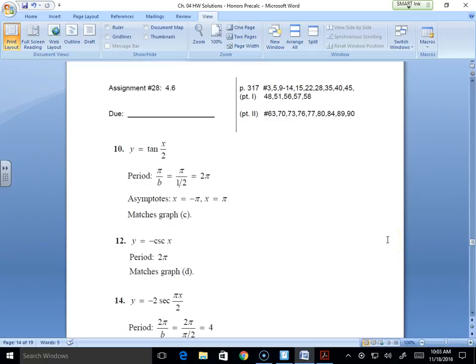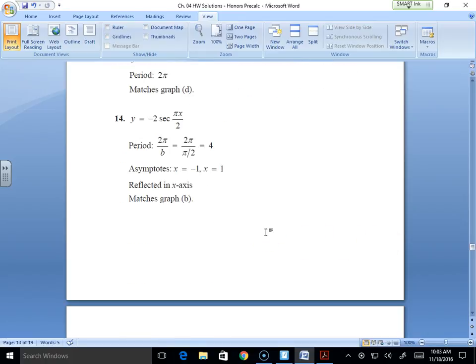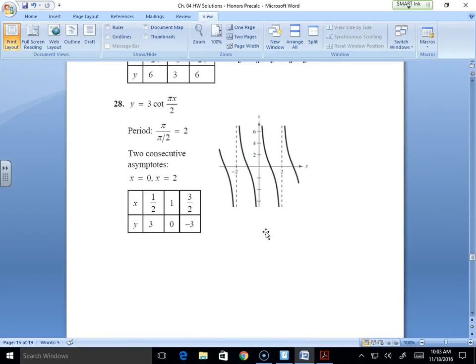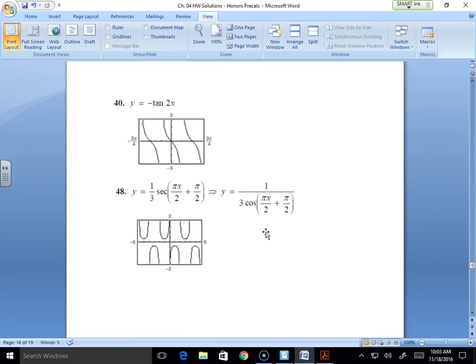For those of you who didn't do the homework and are just now checking it during the break, here you go. Here's 10. Here's 12. Here's 14. Pause it if you want to see it longer. Here's 22. Here's 28. Pause it if you want to see it longer. 40. How'd you guys do it?